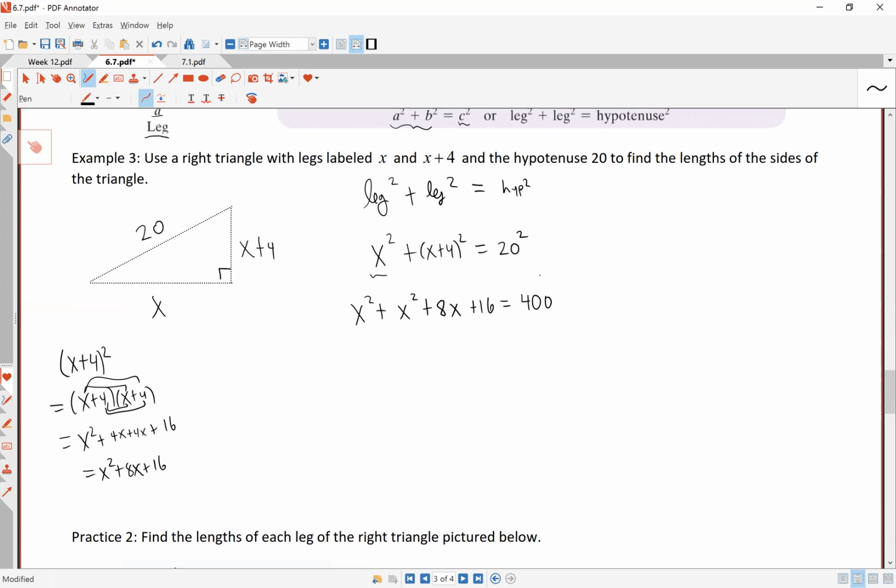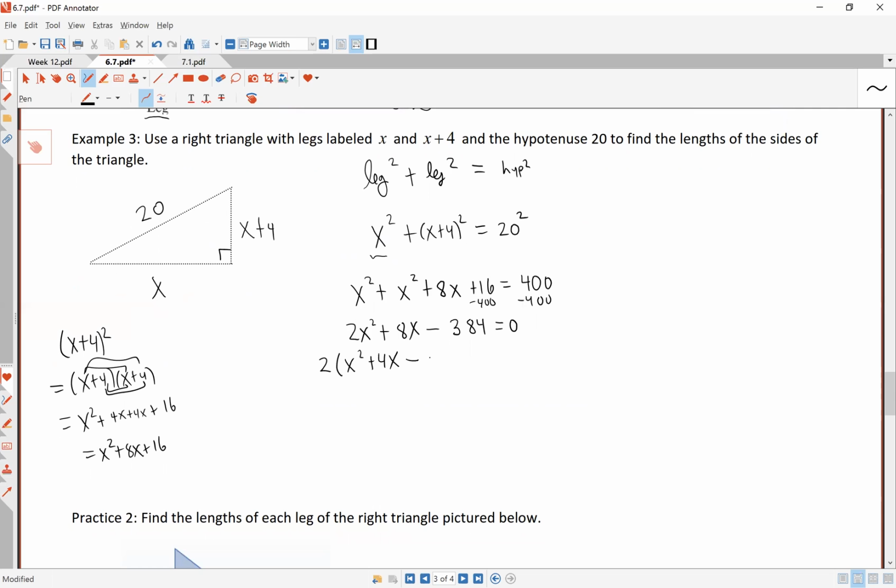Okay, so there's our quadratic equation that we have to solve. The left side is 2x squared plus 8x, and then we'll subtract 400 from both sides. And that gives us minus 384. Yeah, that's kind of a big number, but at least everything's divisible by 2. Factoring out the 2, we get x squared plus 4x minus 192.